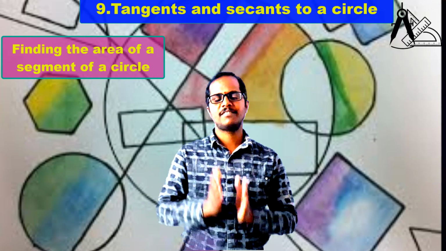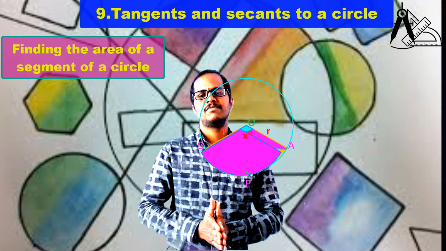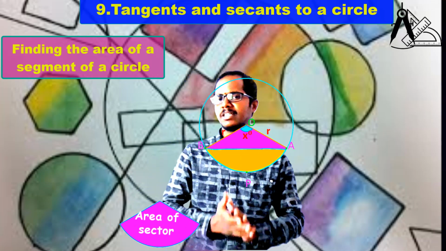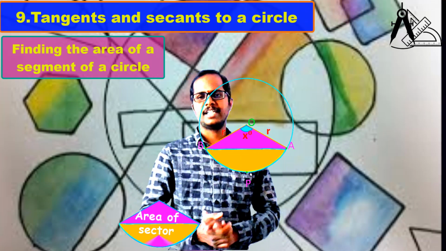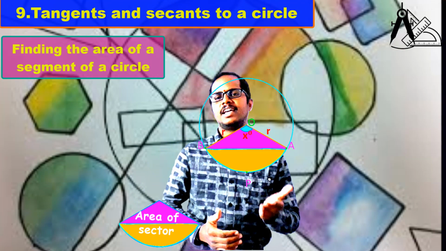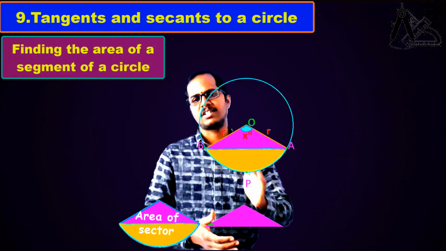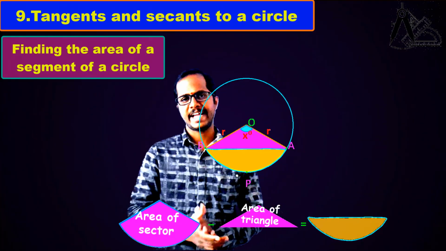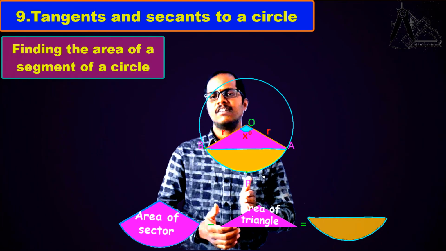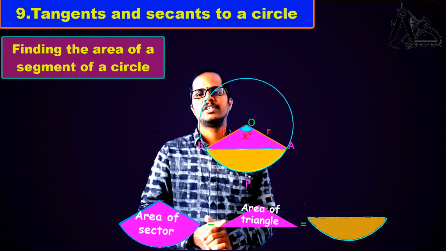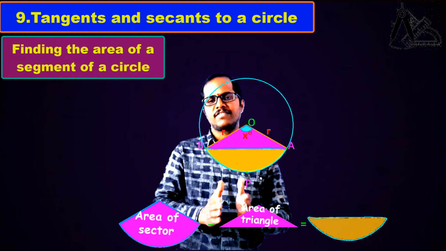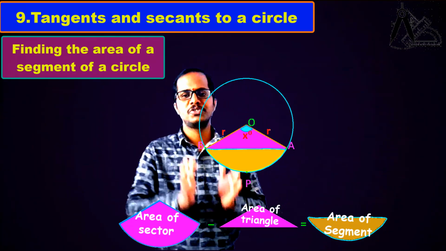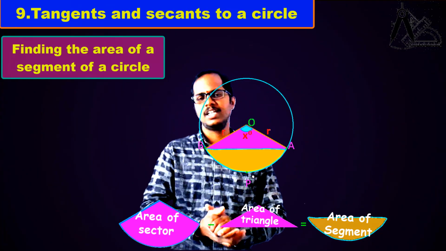To find the area of a segment of a circle, first we need to find the area of a sector of which the required segment is a part. And then, we need to find the area of a triangle which is also part of the sector. Then, we need to subtract the area of the triangle from the area of the sector so that we can get the area of the required segment. So this is the concept that we are going to use in finding the area of a segment of a circle.